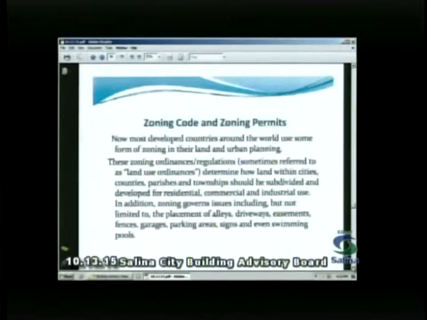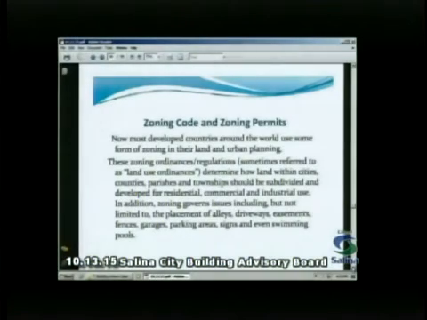Bringing it in today, all developed countries around the world use some form of zoning in land and urban planning. They're sometimes referred to as your land use ordinance. They determine how land within the cities, counties, parishes, townships is developed for residential, commercial, or industrial use. It also governs the placement of alleys, driveways, easements, fences, garages, parking areas, signs, and even swimming pools.